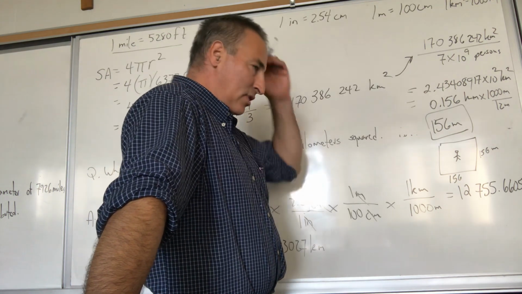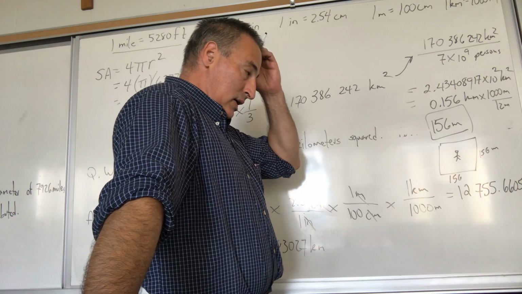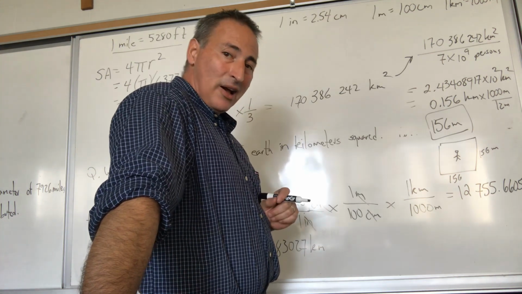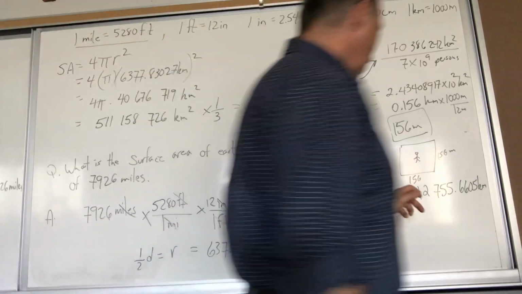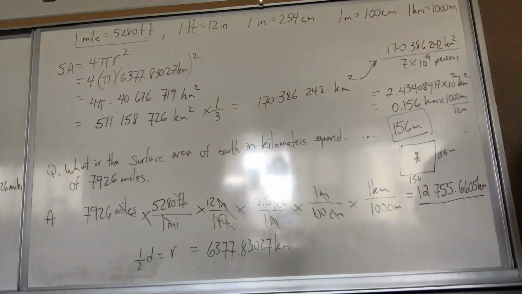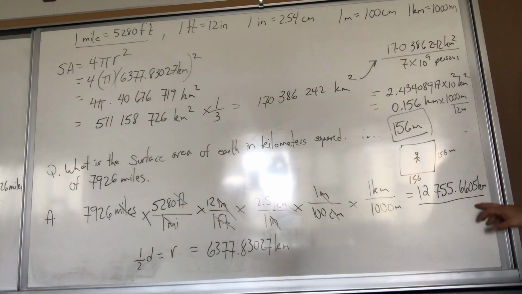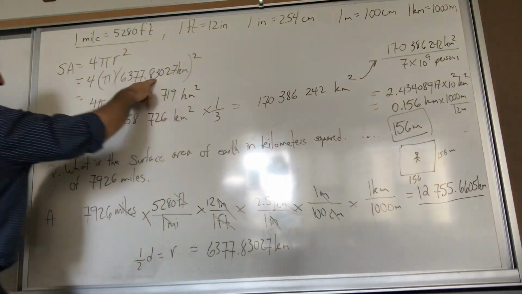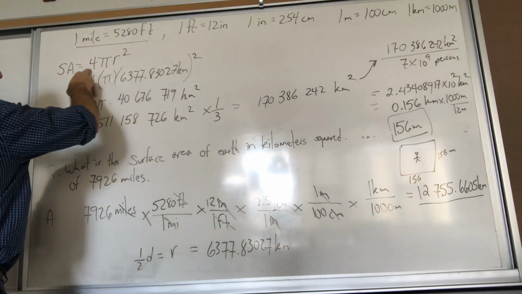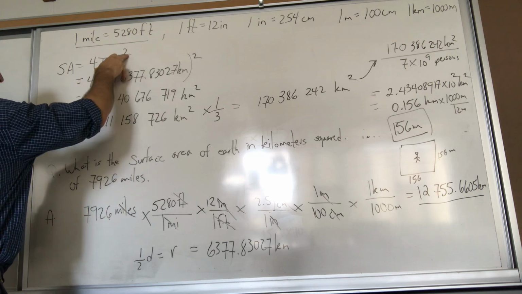So we've now converted the diameter of the Earth in miles to the diameter of the Earth in kilometers, and here it is, 12,755.6605 kilometers. But we want the radius, so half of that is going to be the radius. You take half of that number, you get this number. So that's the radius of the Earth in kilometers. We're going to pop it into this formula, 4 pi r squared.